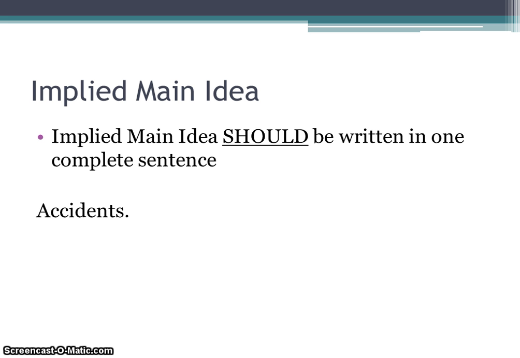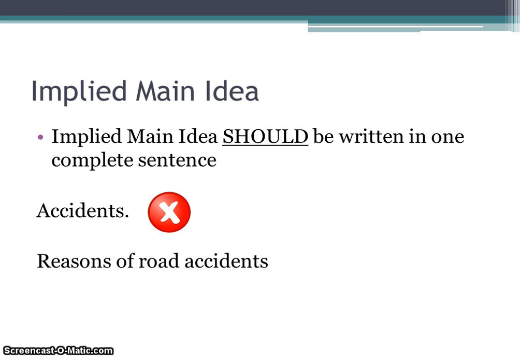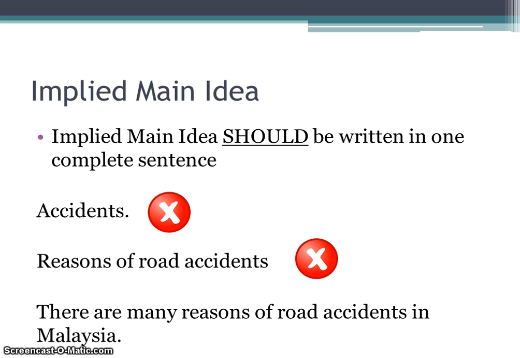Now when we talk about writing an implied main idea, basically we want you to write in a complete sentence. Now let's just assume that the gist of the paragraph is all about accidents, and the question asks you what is the implied main idea of that paragraph. So if you just write down the word accidents, it's wrong. Okay, but what if you make it in the form of a phrase, like reasons of road accidents? It's still wrong, because implied main idea requires you to write the main idea in a complete sentence. So you may want to write your sentence something like this: there are many reasons of road accidents in Malaysia.